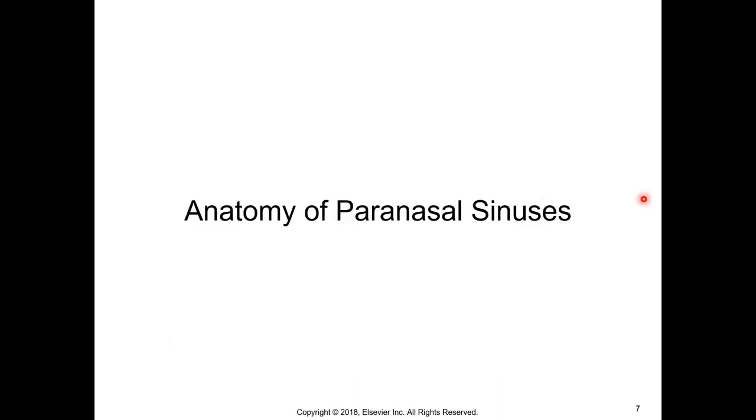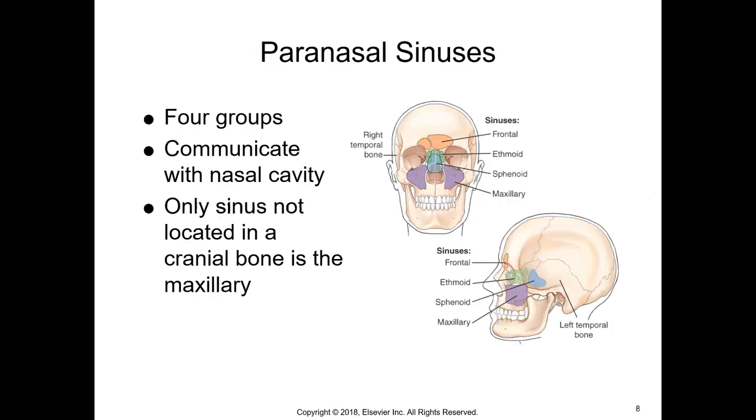All right, sinuses. So there are 4 groups of sinuses. They all communicate with the nasal cavity so that when you get a cold, it is all draining out of your nose, which is no fun for anyone. The only sinus not located in a cranial bone is the maxillary sinuses. So that's something unique just to the maxillary.